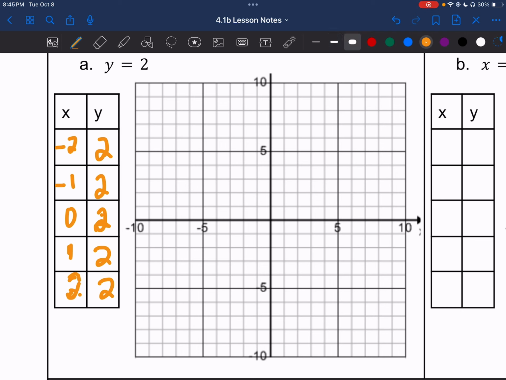So if I graph those 5 points, we've got -2 and 2, -1 and 2, 0 and 2, 1 and 2, and 2 and 2. I see that I have a very clear horizontal line, and I make sure that I draw it to the edge of the grid, and I have arrows on each end.